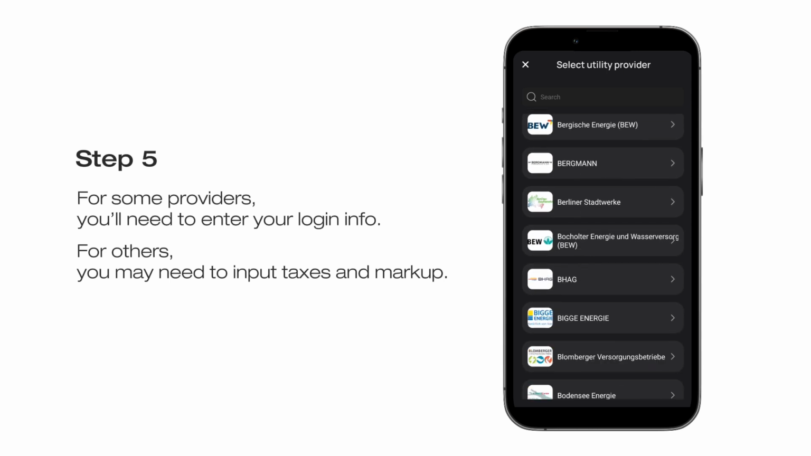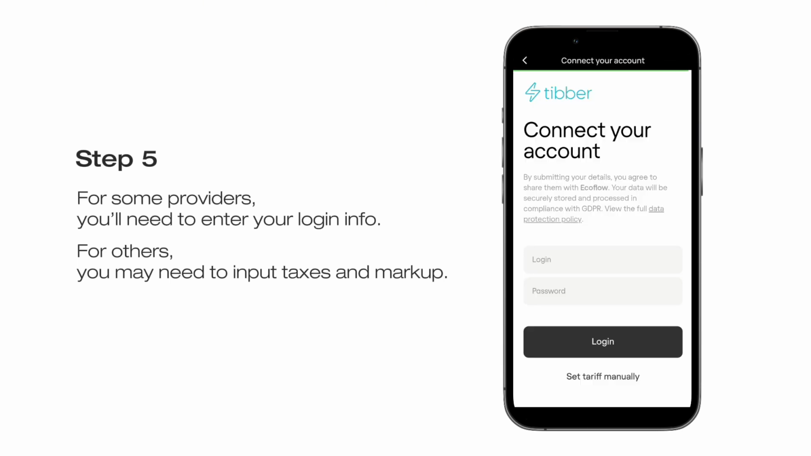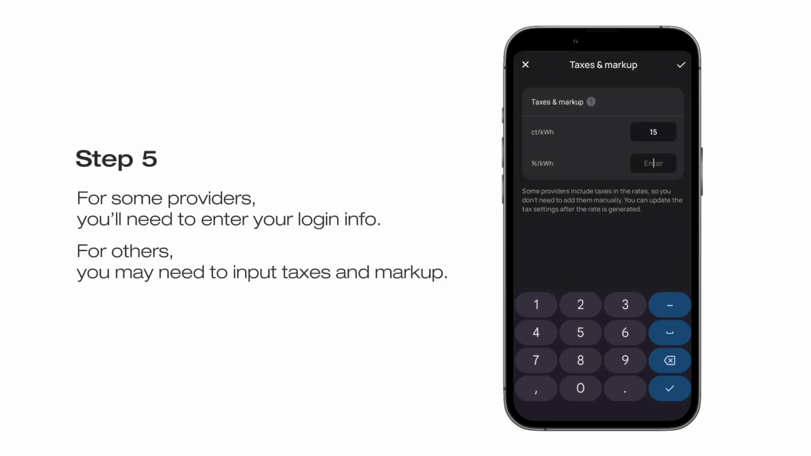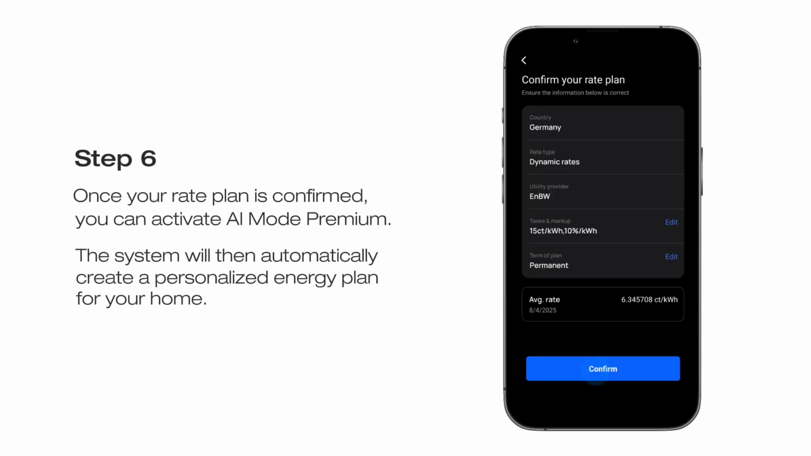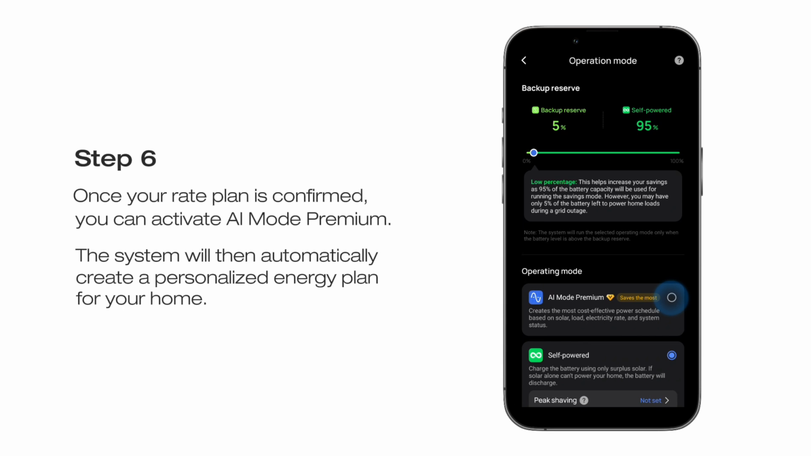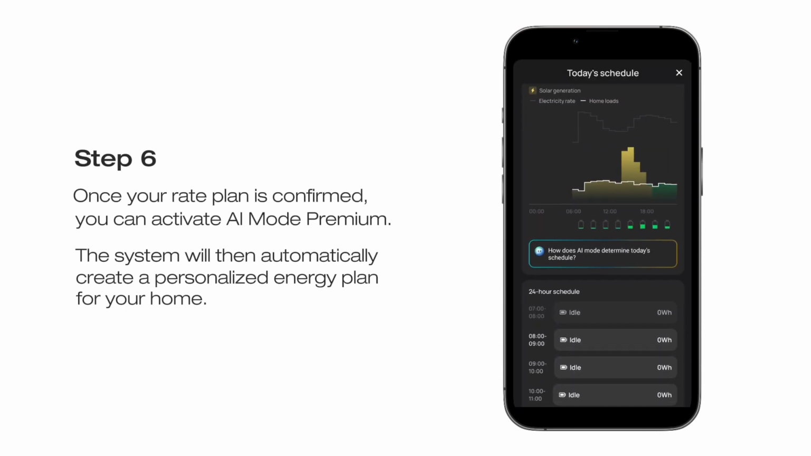Step 5. For some providers, you'll need to enter your login info. For others, you may need to input taxes and markup. Step 6. Once your rate plan is confirmed, you can activate AI Mode Premium. The system will then automatically create a personalized energy plan for your home.